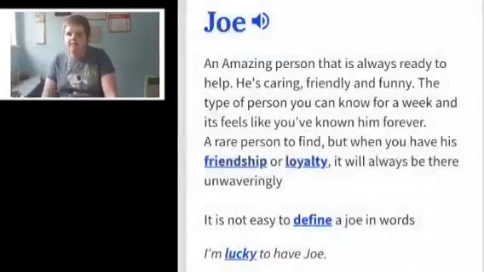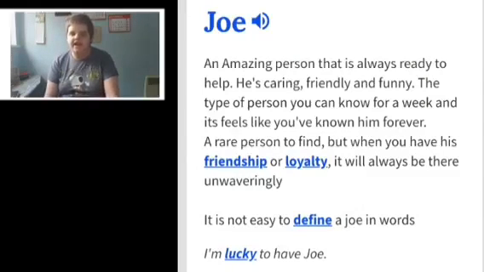Let's take a look. An amazing person that is always ready to help. He's caring, friendly, and funny. The type of person you can know for a week and it feels like you've known him forever. A rare person to find. When you have his friendship or loyalty, it will always be there unwaveringly. It is not easy to define a Joe in words. That's quite a nice definition.